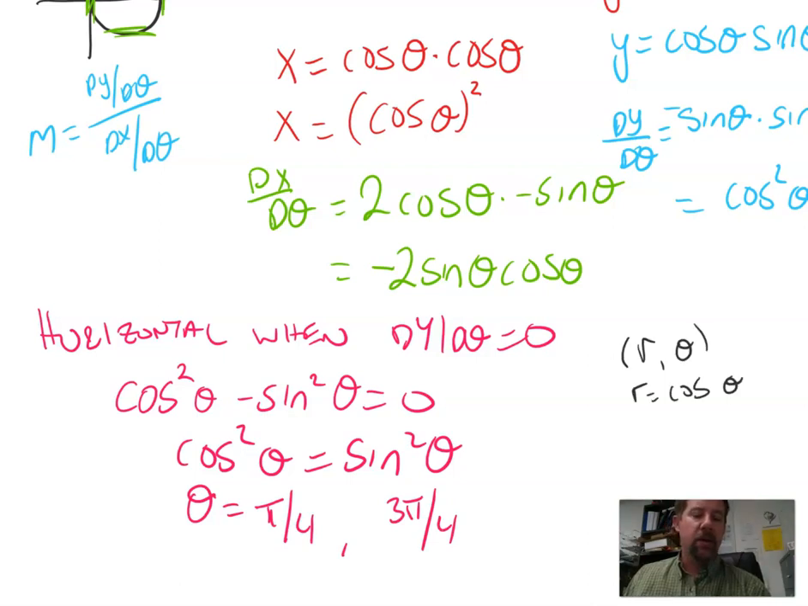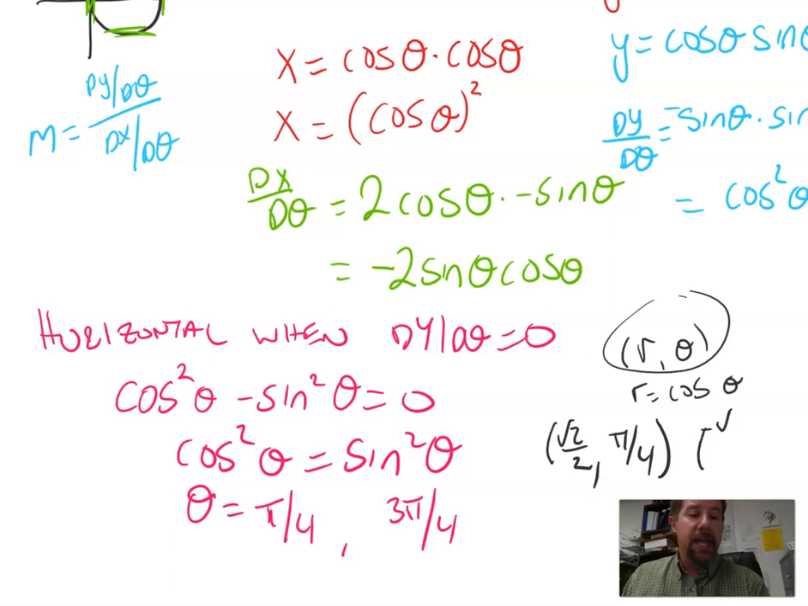So we found those theta values, but I want the whole point. And remember, the point is r comma theta. So I need to plug these thetas back into r. So cosine of theta, cosine of pi over 4 is root 2 over 2, and my theta was pi over 4. And the other point is going to be cosine of 3 pi over 4, which is negative root 2 over 2, comma 3 pi over 4. So those would be the points of my horizontal tangents.